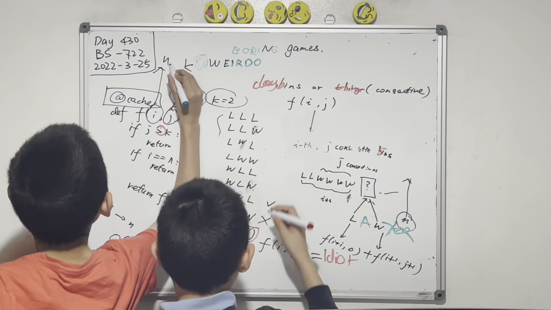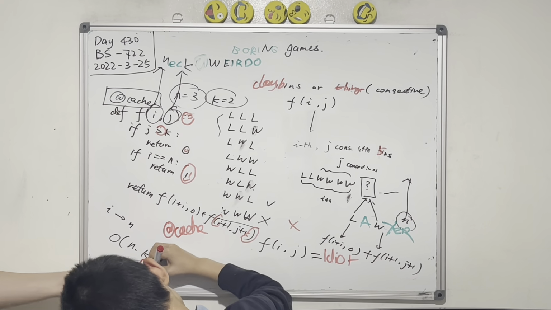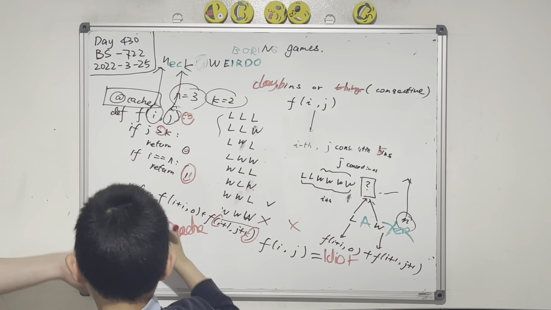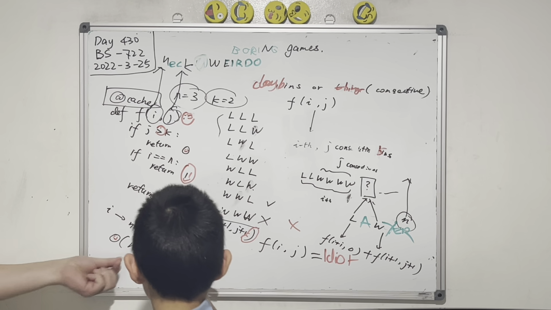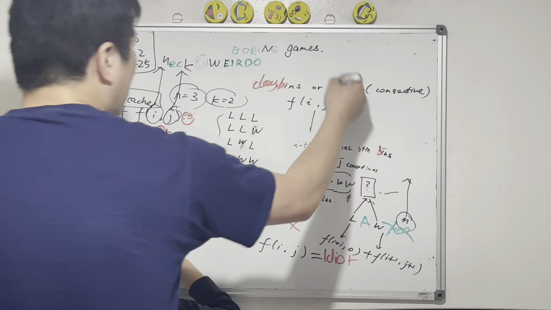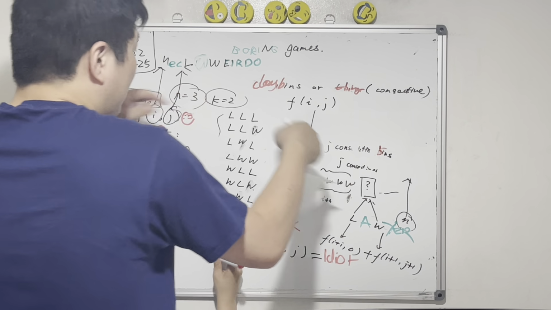And the time complexity and space complexity is also n times k. Why is that? Because there are at most n times k states. We need to memorize them. Memorization. Okay, so what does it mean? Look, we can draw a tree here.